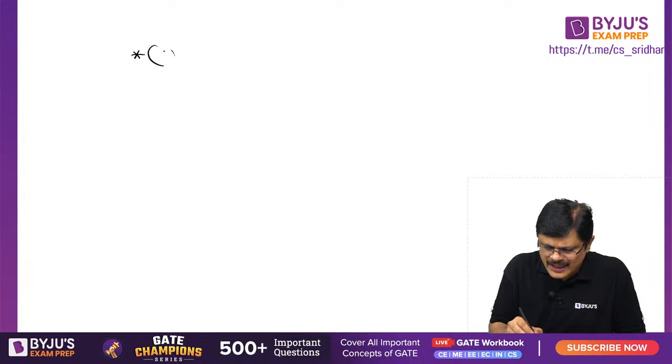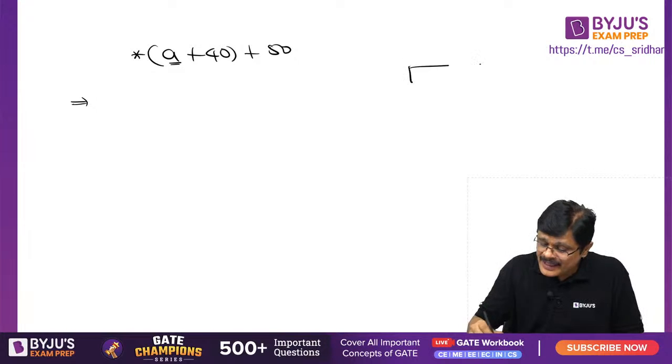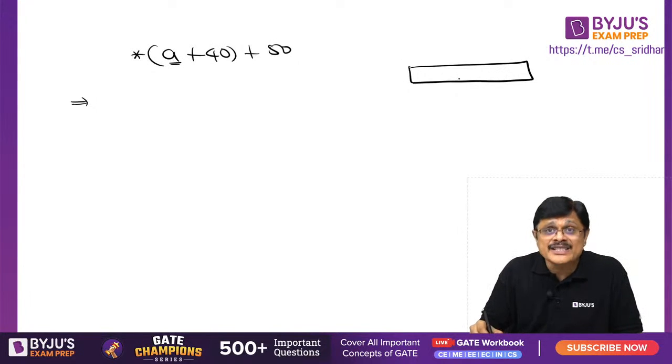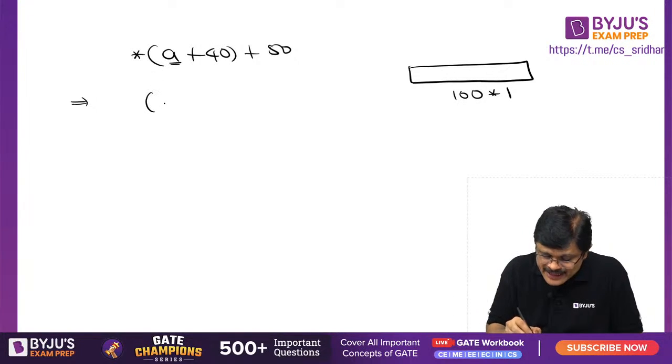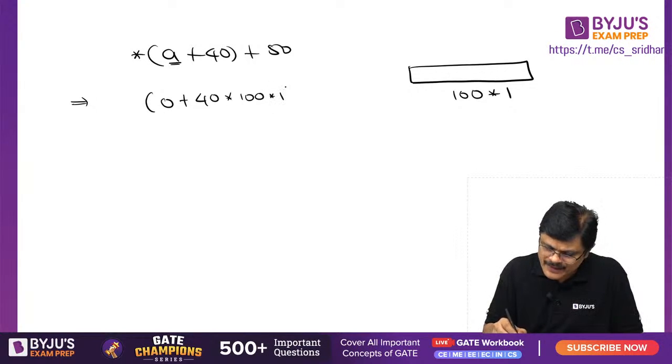See, it's like star A plus 40 plus 50 directly if you want to solve it. Here, A is a pointer to an array. So the size of the array is 100, and the size of each element is 1. So this A is 0 plus 40 into the size of each array, because it is a pointer to an array. So 40 into 100 into 1. This is done.